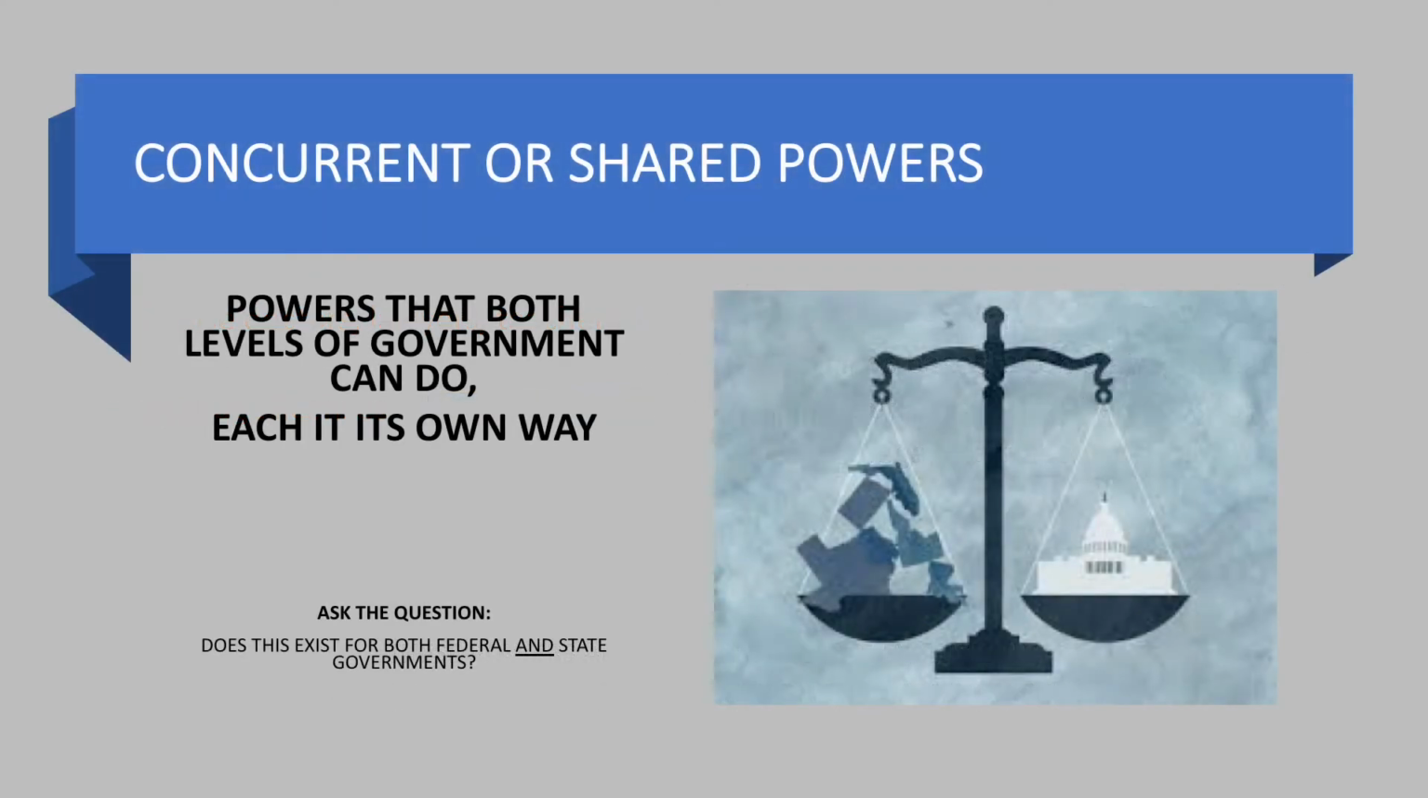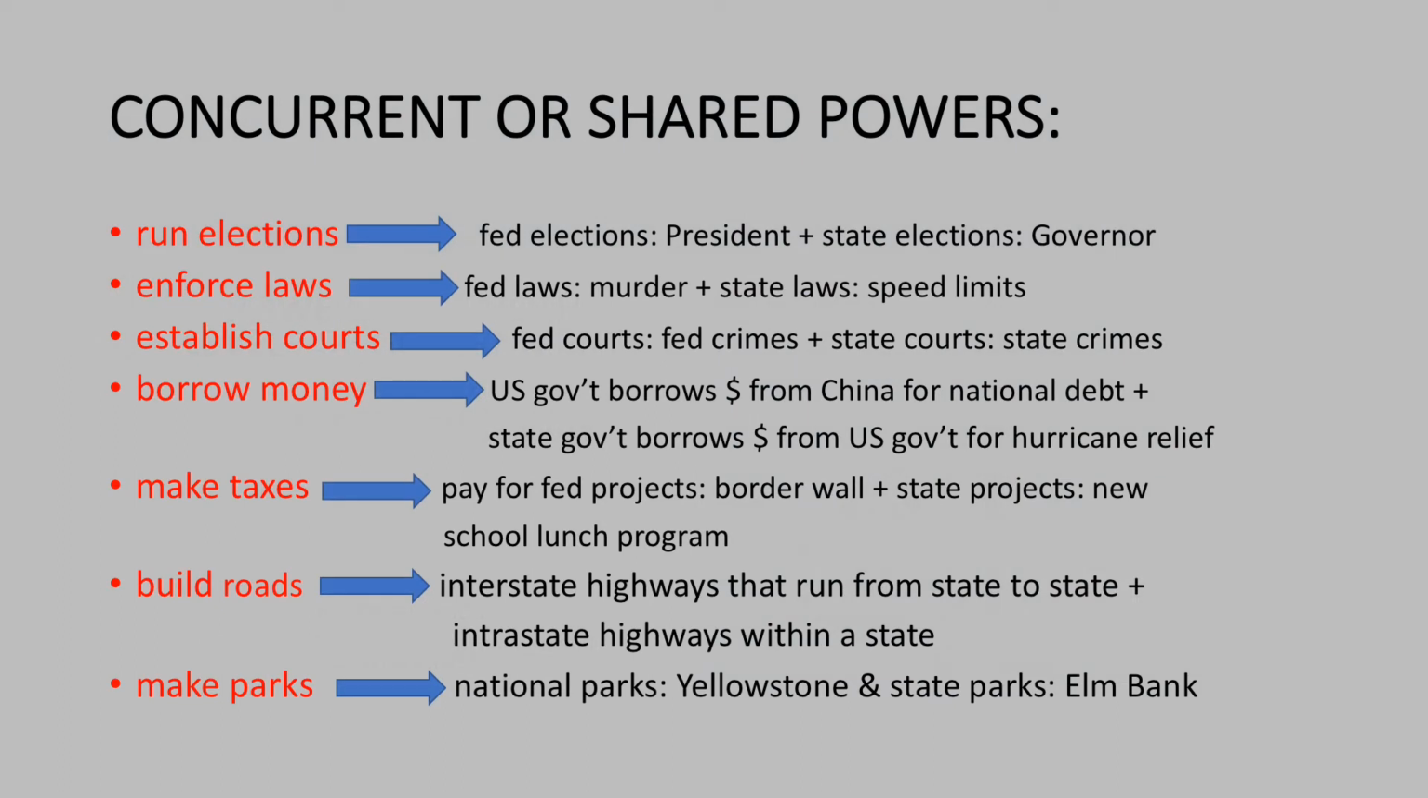Finally, many powers are shared by both the federal and the state governments, and they are used at the same time, and so they're called concurrent powers. Powers that both levels of government can do, each in its own way. And so the question that you have to ask yourself for a concurrent power is, does this power exist for both the federal and the state governments? There are so many things that both the federal government and the state government can do.